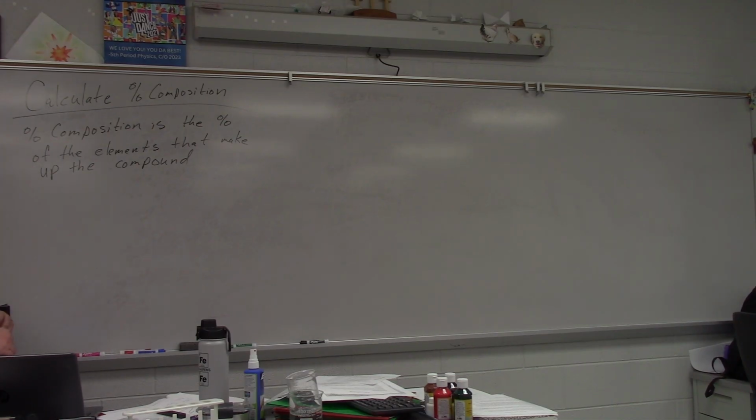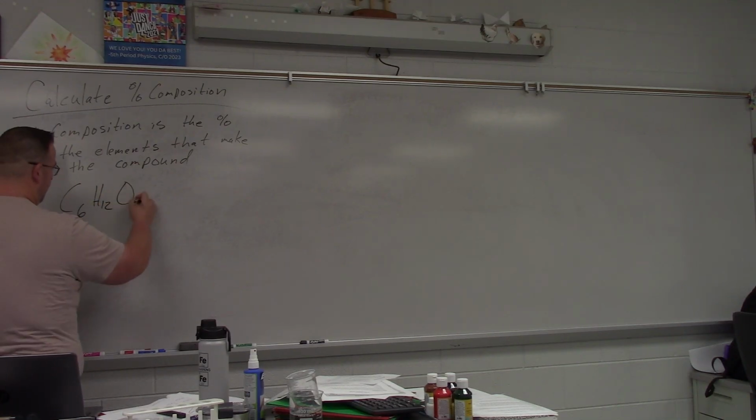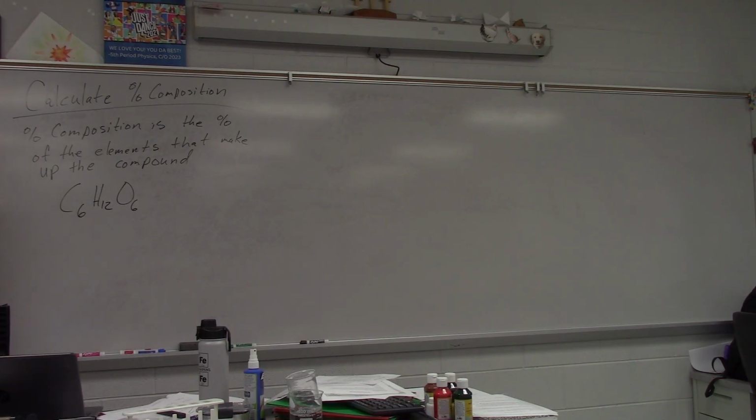So what you're going to do with this is, let's do one, and then I'll explain. Let's do it that way. So let's say we want to find the percent composition. Sorry, not abundance, of glucose. So glucose is C6H12O6. So there's your molecule.